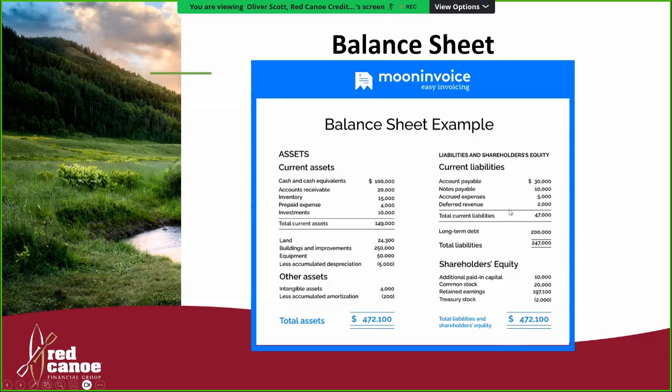So what we're going to start off with is a balance sheet. A balance sheet shows what a business owns and what it owes. So it shows what are called the assets and the liabilities. You're probably looking at this and saying, what do all these things mean? So I'm going to walk through all the terminology and what goes into making a balance sheet.